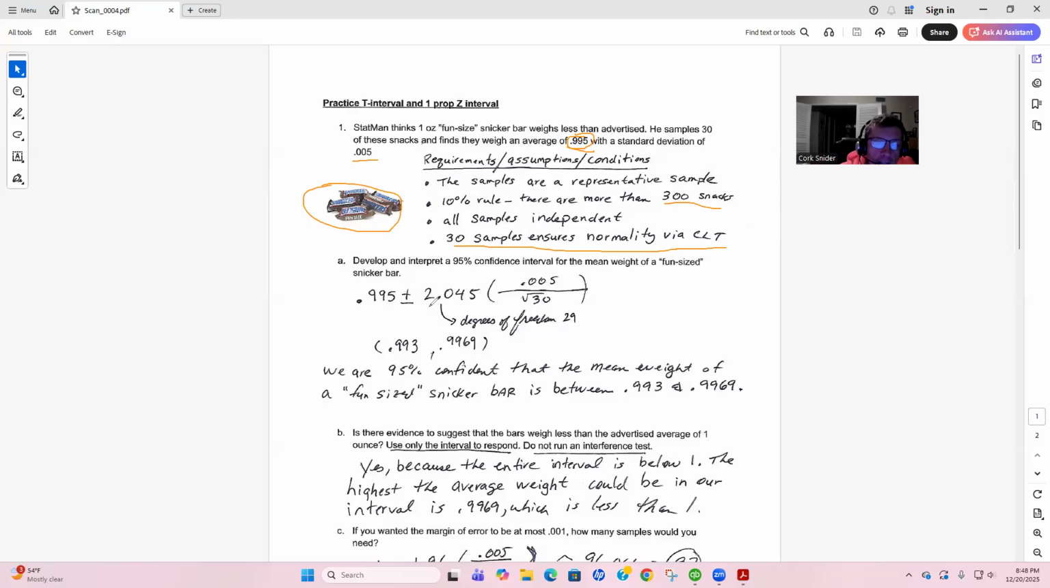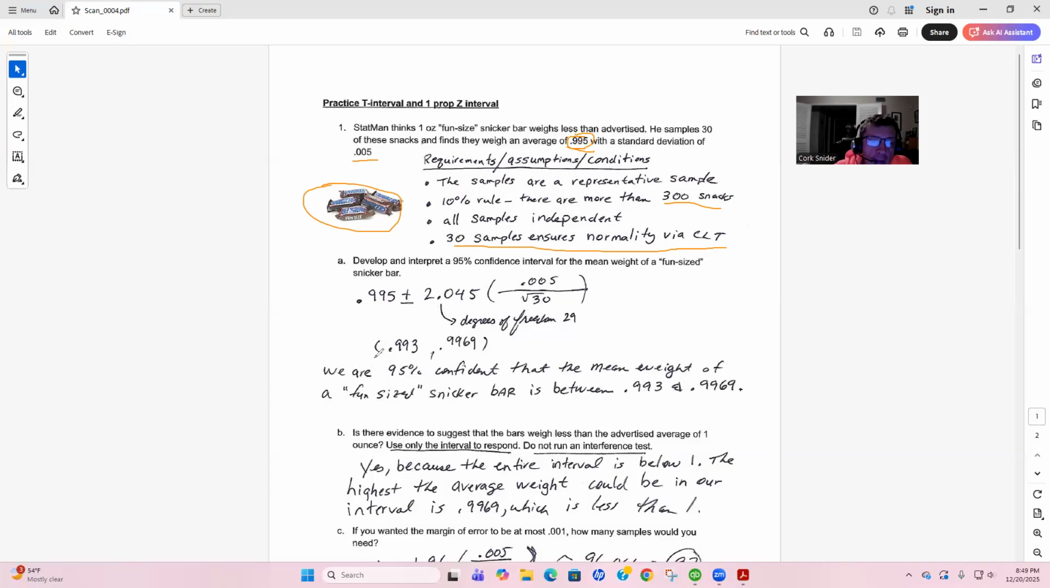0.995 plus or minus 2.045. Where did I get that? Degrees of freedom 29 on the formula sheet. Here's the standard deviation divided by the square root of n. Now, if you put this into your calculator or some sort of software, Desmos does it for you too. I'm not going to do the Desmos on this video, but you should know how to do that. I may make another one for that. I might make a TikTok for that.